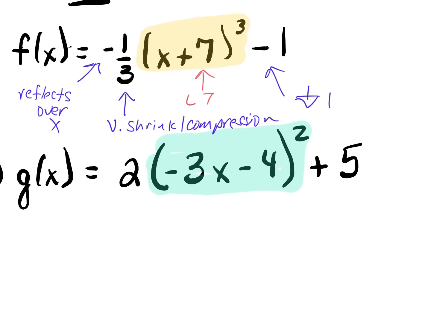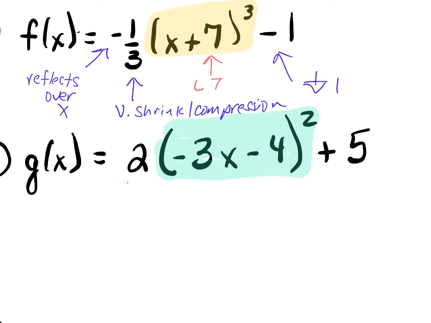All right, look at 2. Start with the outside first. I have a 2 there, and I have a 5 there. What does that 2 out in front being multiplied mean? Good. Vertical stretch. Very good. What does the +5 at the end mean? Perfect. Up 5.